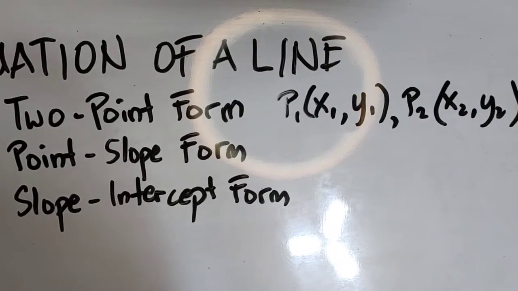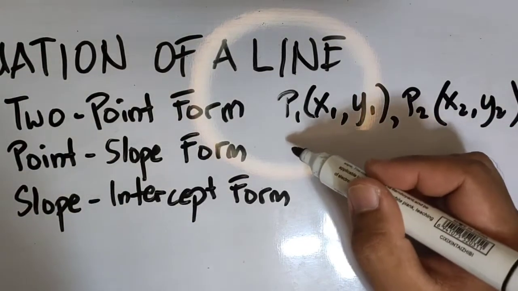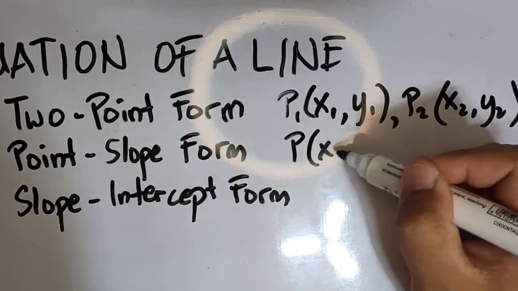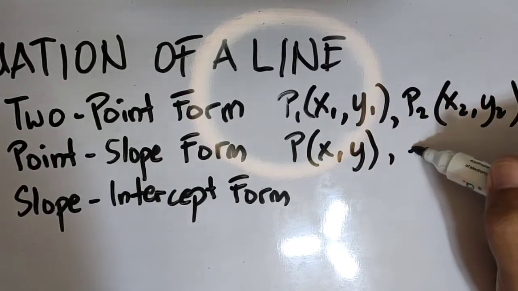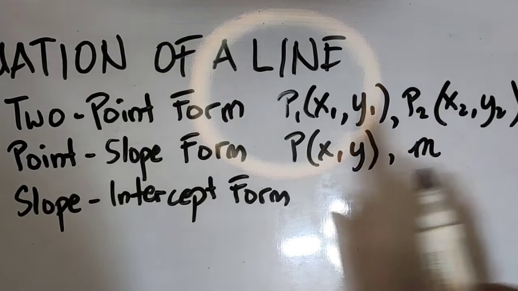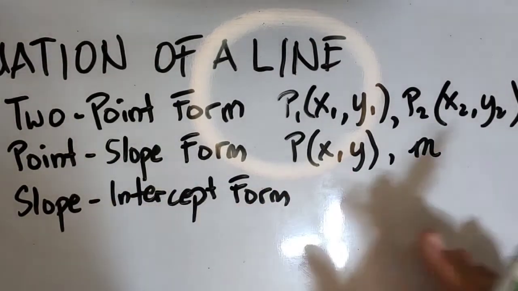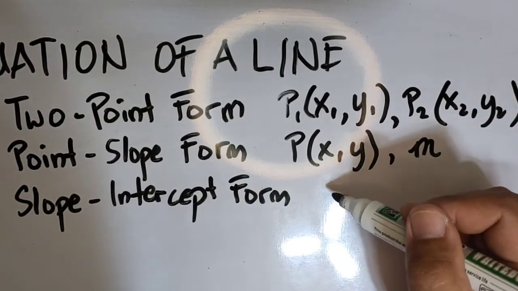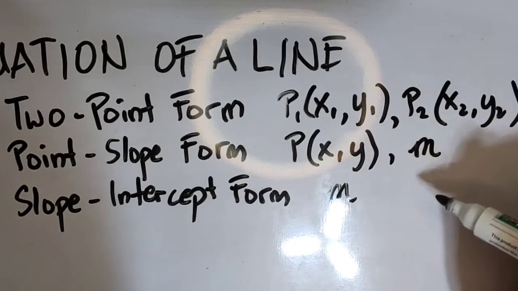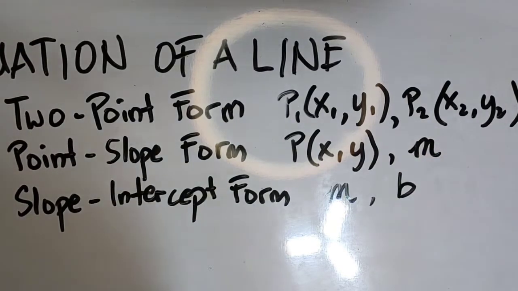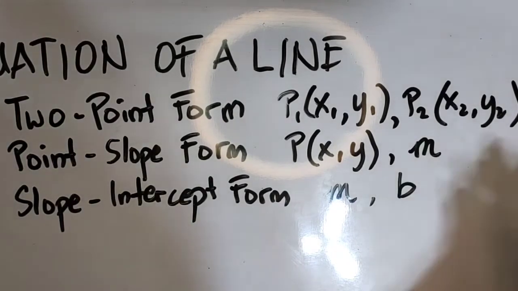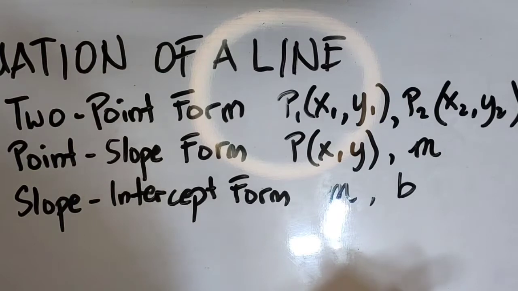Kapag naman ang given natin ay 1 point, we have x and y, and the slope m, we will use point-slope form. At slope-intercept form naman ang gagamitin natin kapag ang given natin ay yung slope at yung y-intercept. Okay? So now we will have first two-point form. So we will find the equation of a line given 2 points.